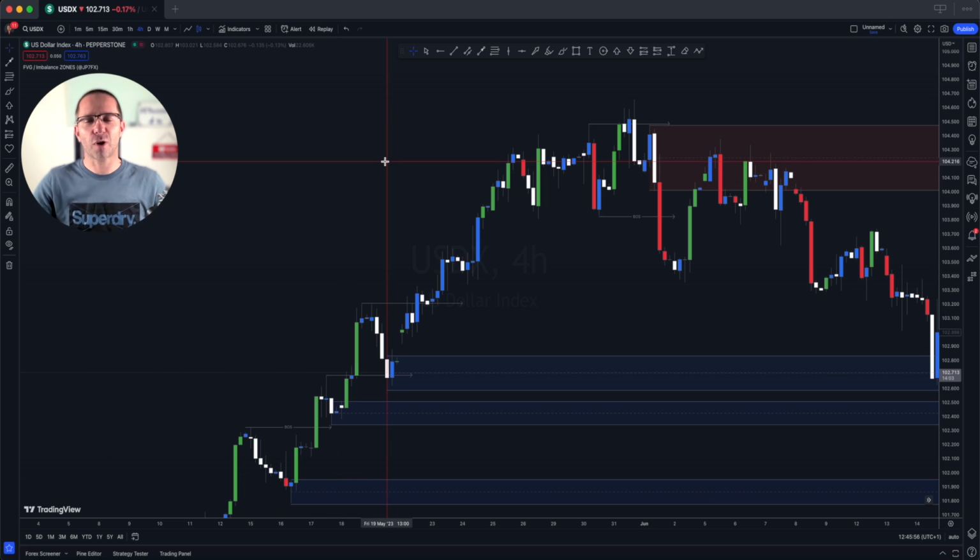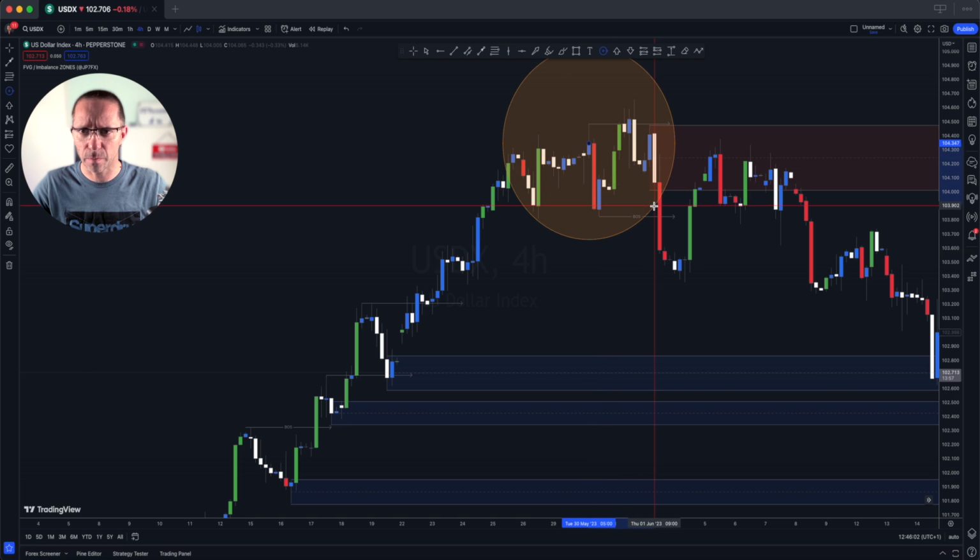Now it's a break of structure, but it's a change of character. So this whole area here in the market, let me just mark this out.